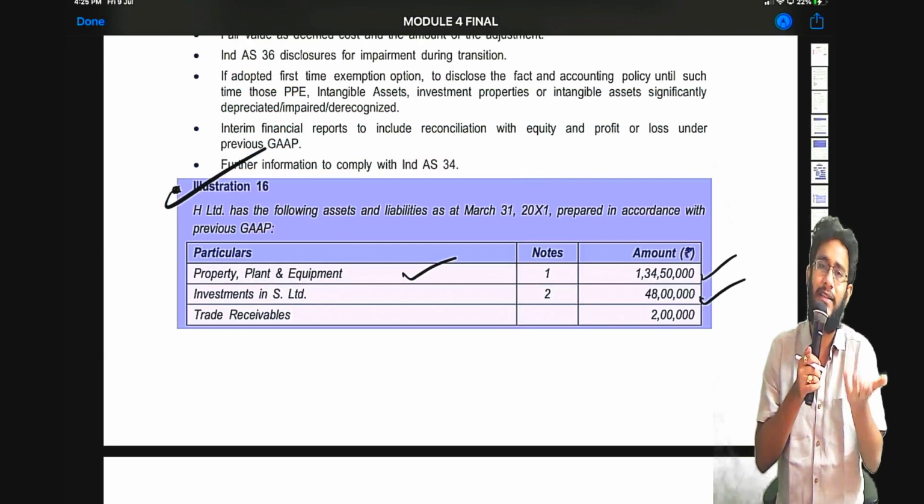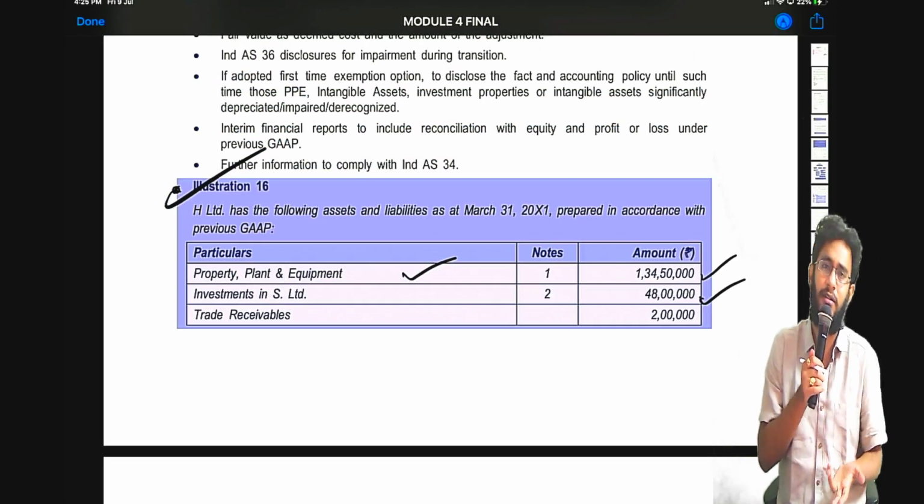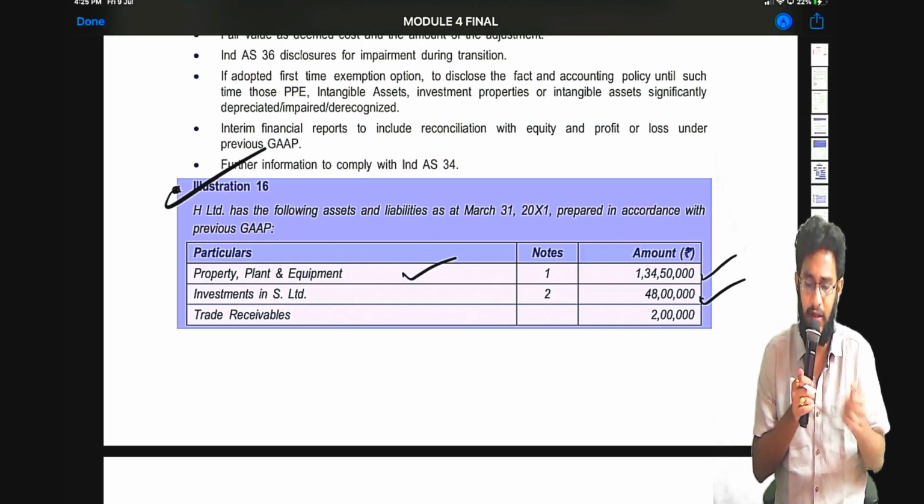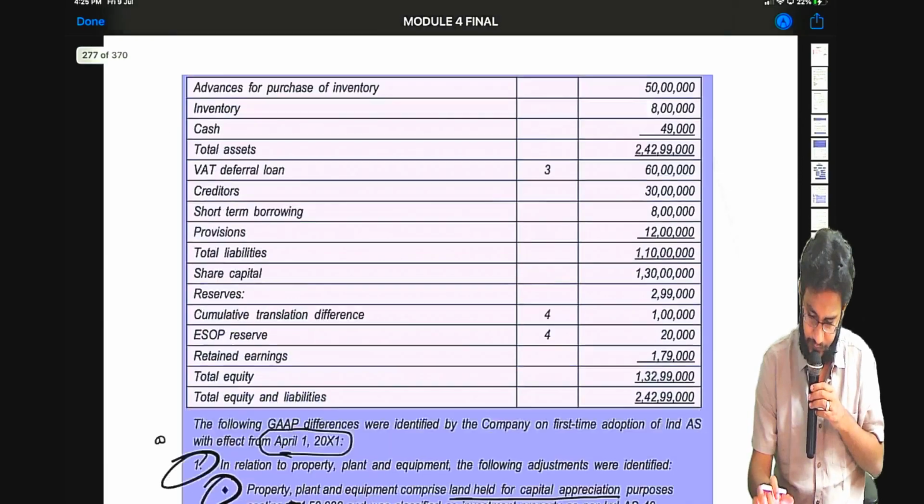So 20 lakhs asset increase, correspondingly where will you adjust? Where will you adjust? Equity level adjust. Reserves and surplus, retained earnings is there. There you go and adjust.